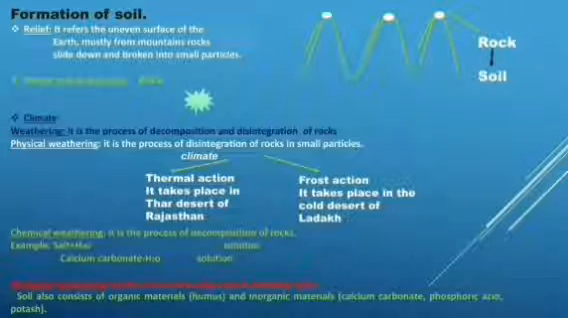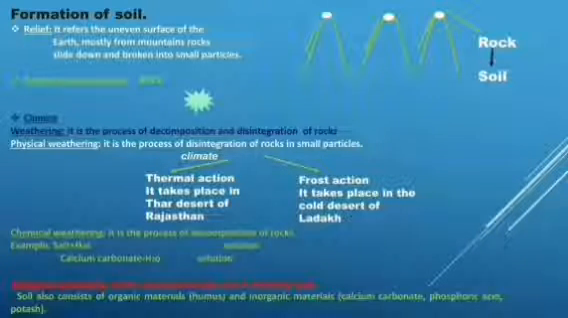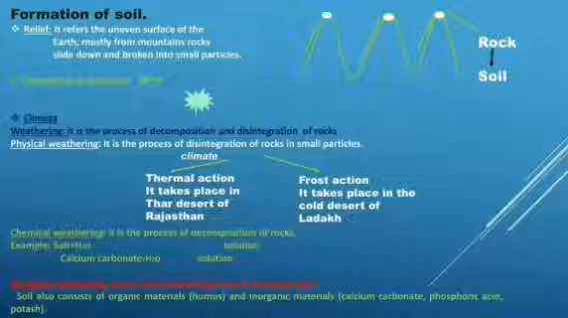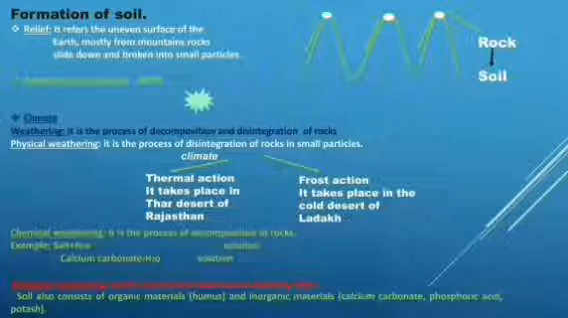Same procedure is followed. The high temperature falling on the surface of the rock develops cracks. These cracks contract during the night and expand during the day. When this expansion and contraction goes on for a long time, the whole rock is converted into sand particles. This process is seen mostly in the hot deserts. In India, it is the Thar desert in Rajasthan.